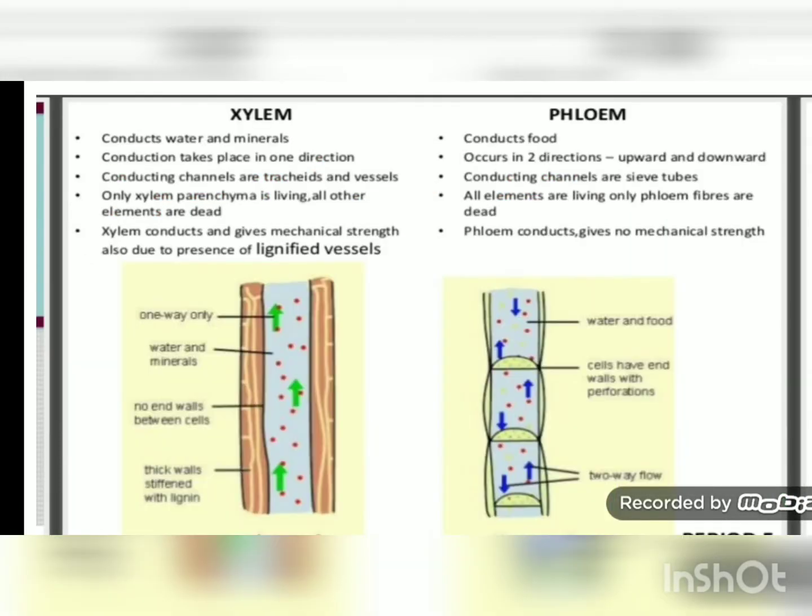In the figure you can see, in xylem water and minerals are traveling only in the upward direction, whereas in phloem two-directional movement is seen. Xylem provides mechanical strength to the plant, whereas phloem conducts and gives no mechanical strength to the plant.